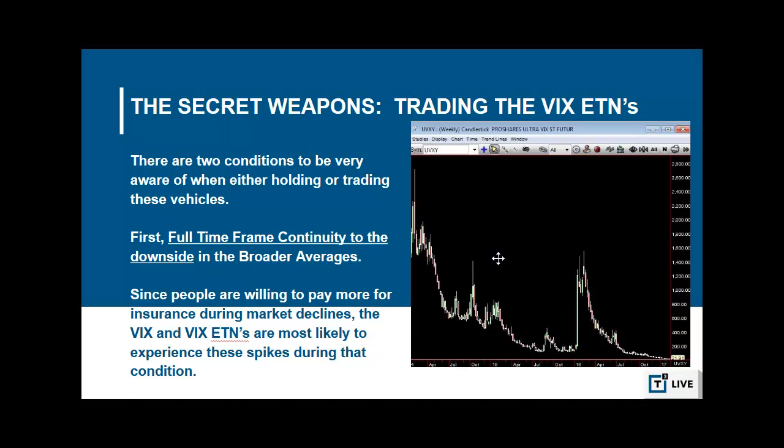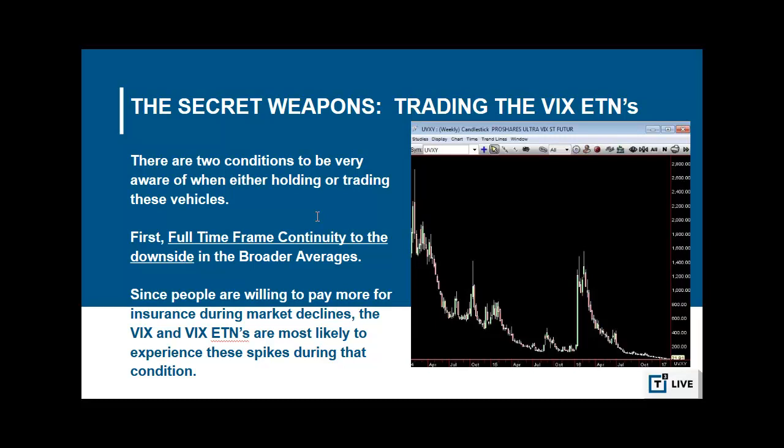All right? So as you can see here, when I talk about significant rallies, this is $400 up to $1,400. This is $100 up to $1,400. You can see these moves. Significant. We need to get out of the way of those and wait for those to decline here. All right? So there's two conditions that we need to be aware of when they're going to do that.